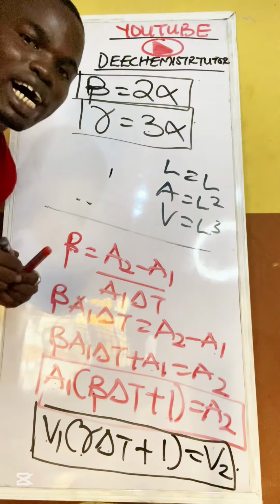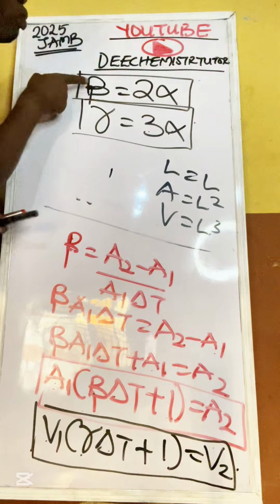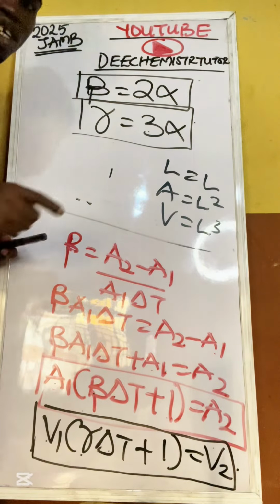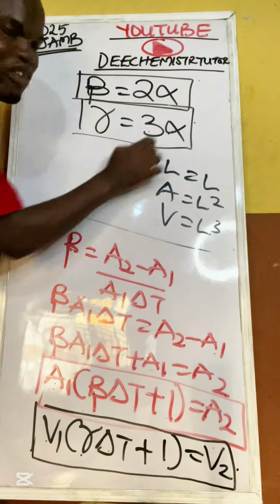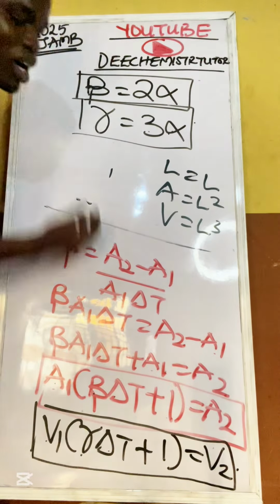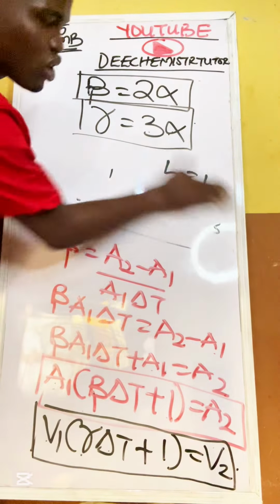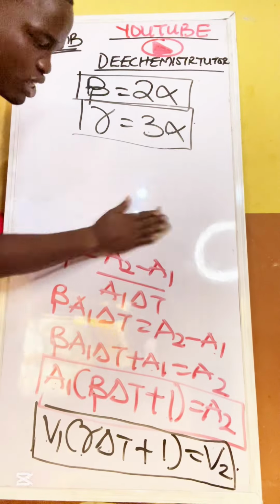Now the question that JAMB asks is, what's the relationship between beta and gamma? Most students know the relationship between beta and alpha, gamma and alpha, but students don't know the relationship between beta and gamma, and I don't know why, because it's just little manipulation. Let's do it now.